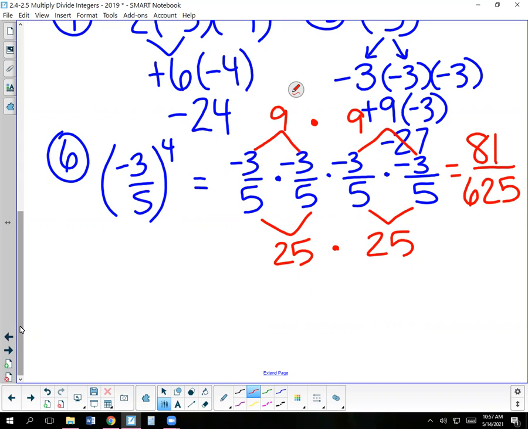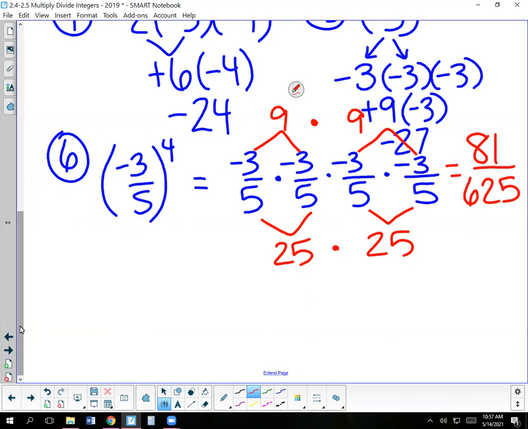So again, it's the same idea, the only difference is we have a negative. You've done fractions with exponents before. You see how this was an even exponent and it came out positive, where the last one was an odd exponent and it came out negative.